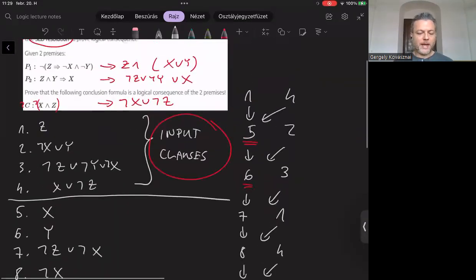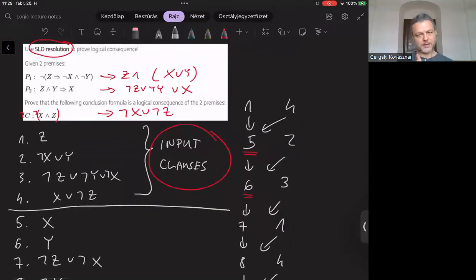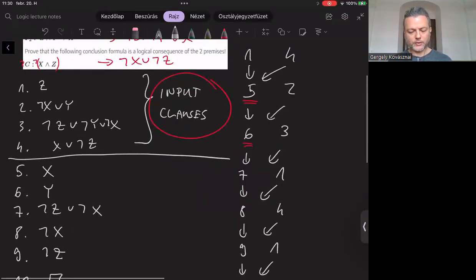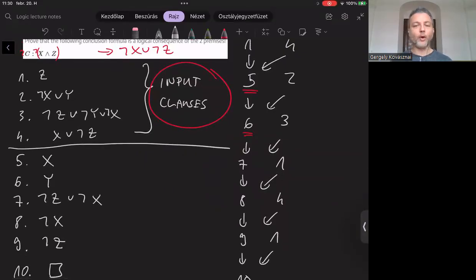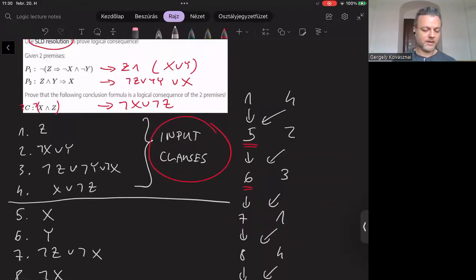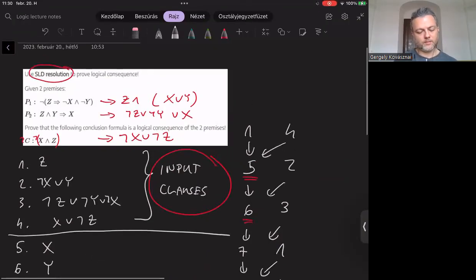To summarize, we applied SLD resolution, which is a restricted version of linear resolution, and the restriction is about choosing the side clauses only from the input clause set. We derived the empty clause, which of course means that the clause set is unsatisfiable, and by proving this, we also prove that the conclusion formula C is a logical consequence of the two premises.